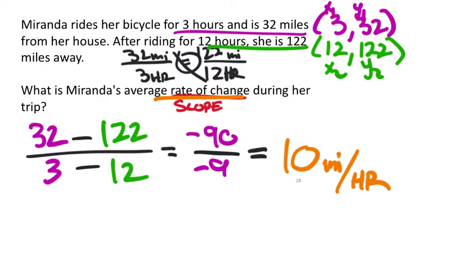And it kind of works the same way. This one was kind of quick because 3 times 10 would be 30 miles. That's how far she traveled in the 3 hours. And then the extra 2 was added on. It shows the same thing with 12. 12 times 10 is 120. There's the extra 2 miles.